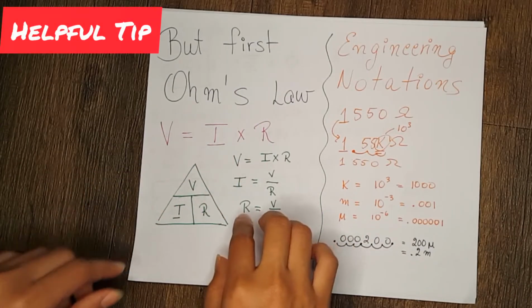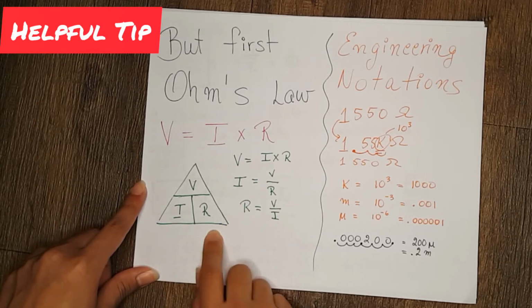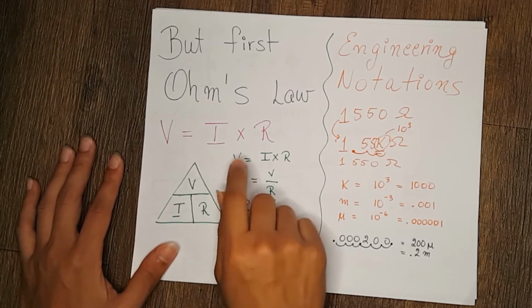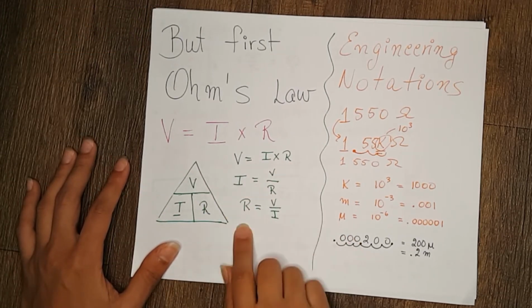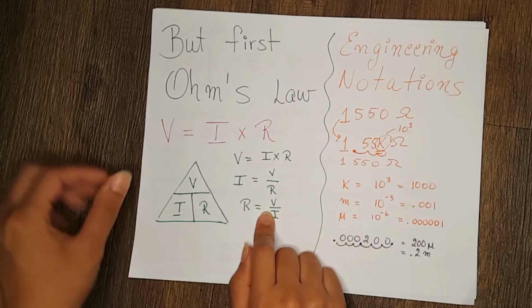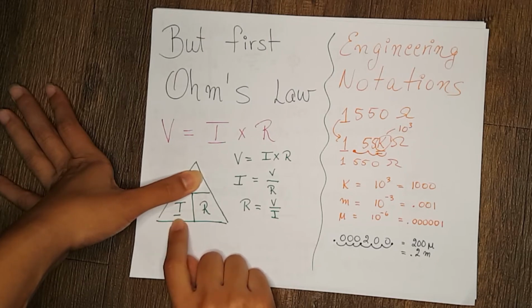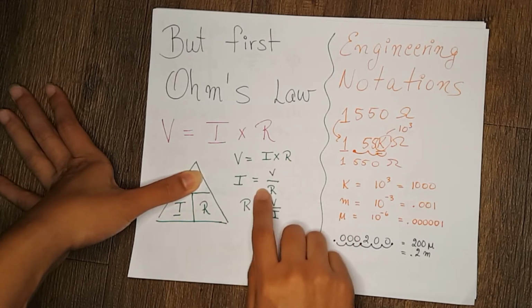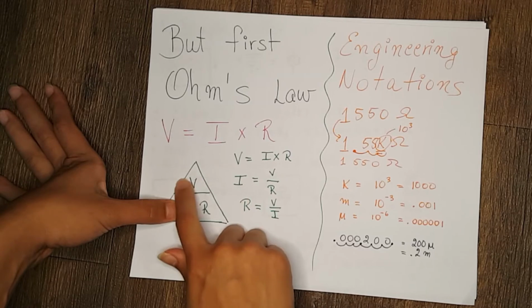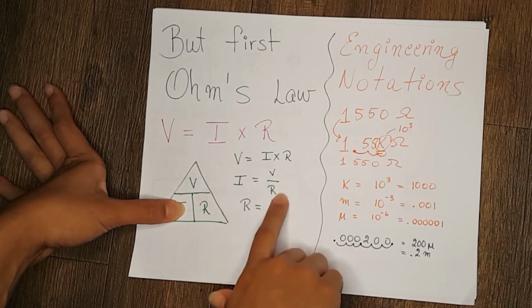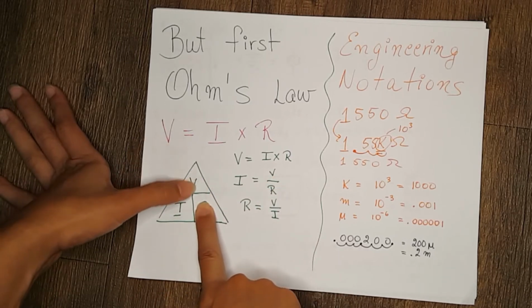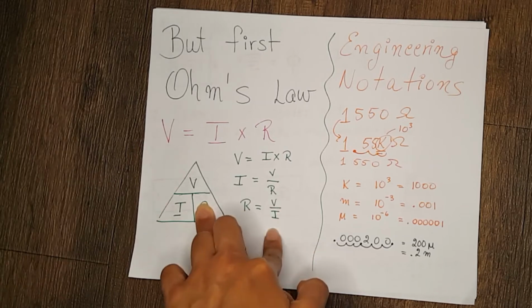I also have this helpful tip which I have seen in various videos, and it is basically just a pyramid that helps you remember these variations of Ohm's law. So if you're looking for voltage, cover V and you have current times resistance. If you want to find current, then you have voltage over resistance. If you want to find resistance, then you have voltage over current.